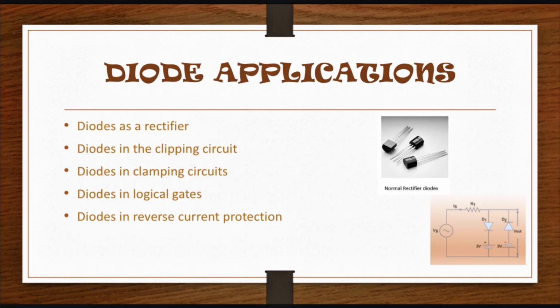Besides that, I will talk about the applications of diodes. Diodes are widely used in electronics. They are commonly used as rectifiers, which convert AC to DC. They are also found in clipping and clamping circuits, which modify the signal voltage. In digital circuits, diodes are used in logic gates. Another important use is in reverse current protection, where they prevent damage by blocking current in the wrong direction.